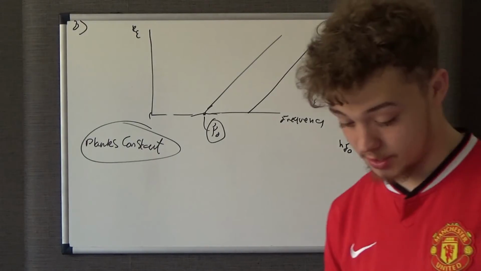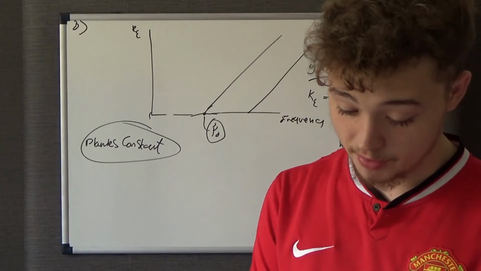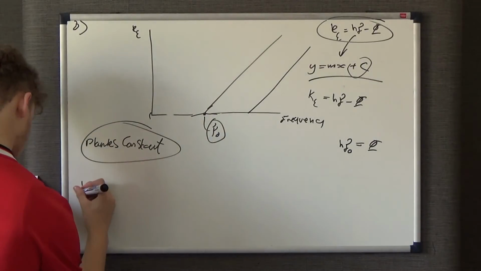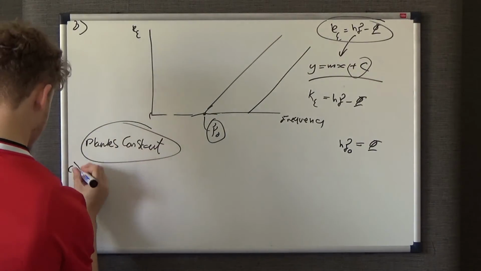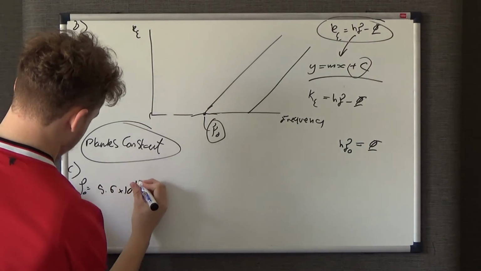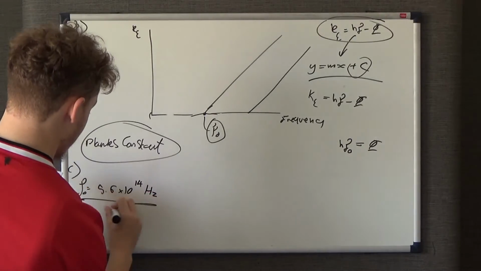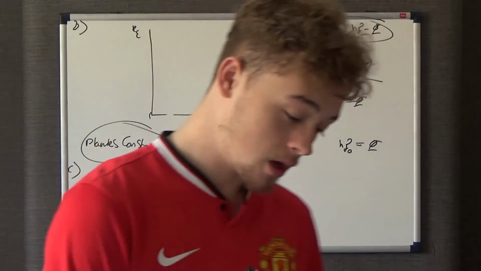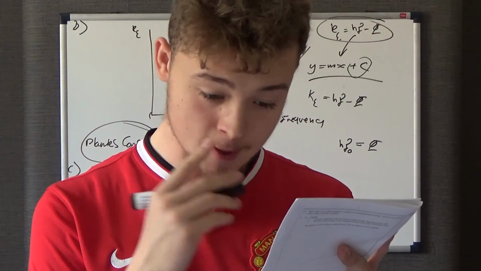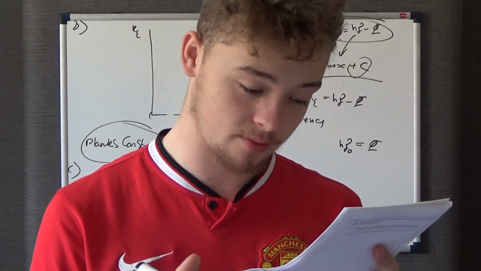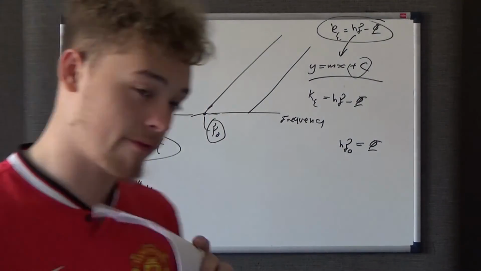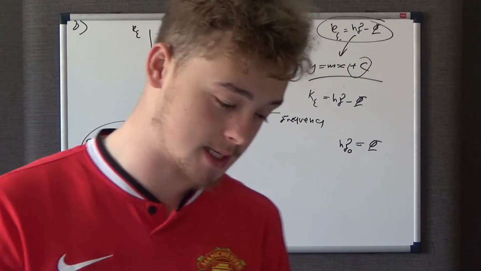2c, so this is the last part of question 2. The threshold frequency of a particular metal surface is 5.6 times 10 to the 14 hertz. So f0 for this particular metal is 5.6 times 10 to the 14 hertz. Calculate the maximum kinetic energy of the emitted electrons if the frequency of light striking the metal surface is double the threshold frequency. They wouldn't have told us the threshold frequency for no reason. We have to actually use it in two cases here.